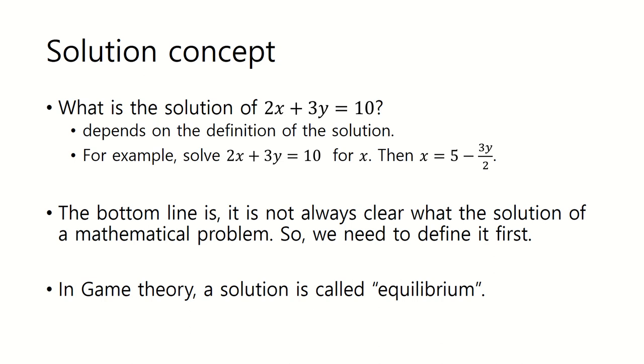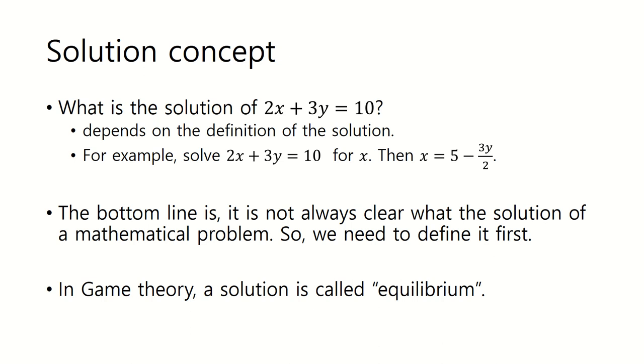And the reason is this. So for example, let's consider this problem, this equation. What is the solution of 2x plus 3y equals 10? You may say that the answer is x equals 5 minus 3y over 2, but I'm not sure about that. It depends on the definition of the solution. You know, what did I mean by solution? If you define the solution as, you know, x on the left-hand side and all the others on the right-hand side, then the solution will be x equals 5 minus 3y over 2.